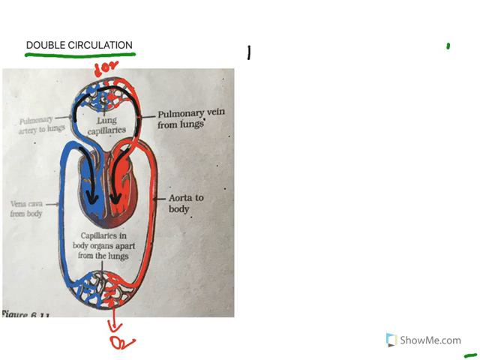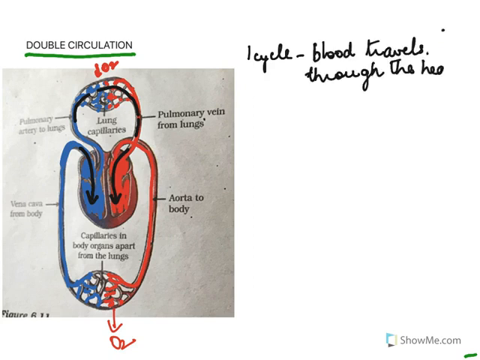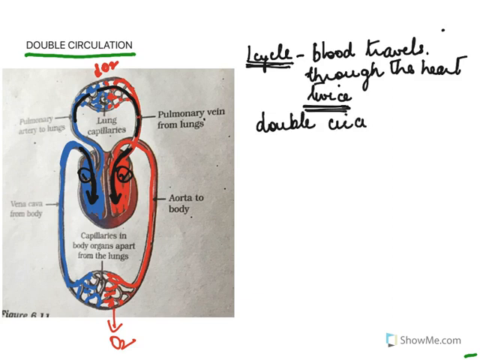So in one cycle, the blood travels to the heart twice, two times. See, once here it has traveled once, and it has traveled again the second time before it goes to the rest of the body. So because in one cycle it travels twice through the heart, the circulation in humans is called double circulation. That is one thing we need to know.